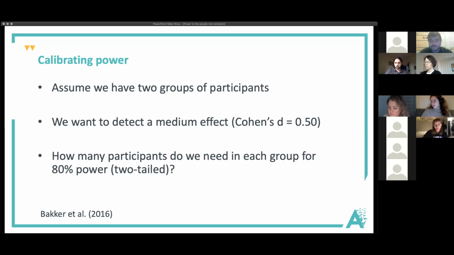And when they flipped it around, sorry, I explained that wrong: given a known sample size, what effect size could you detect with X amount of power? They consistently overestimated it. So they thought they could detect effects far smaller than what they actually could.